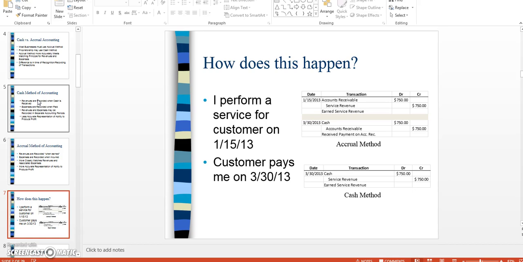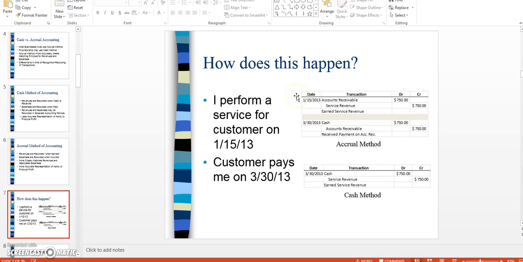So for instance, let's say we perform a service for a customer on January 15th, but that customer doesn't pay us until March 30th. In the cash method, because we only recognize the earning of revenue when cash changes hands, nothing is recognized in January. It's only on March 30th, when the customer pays us, that our cash account increases by the amount of payment, and we recognize the earning of that revenue.